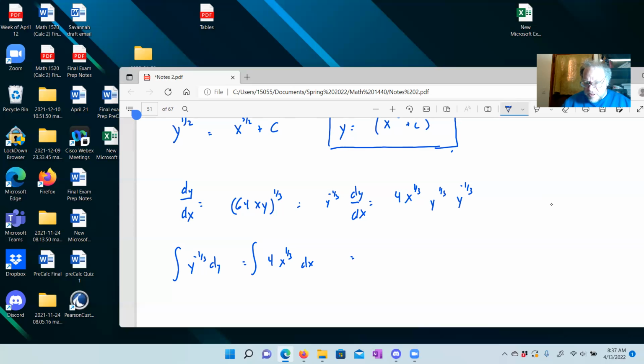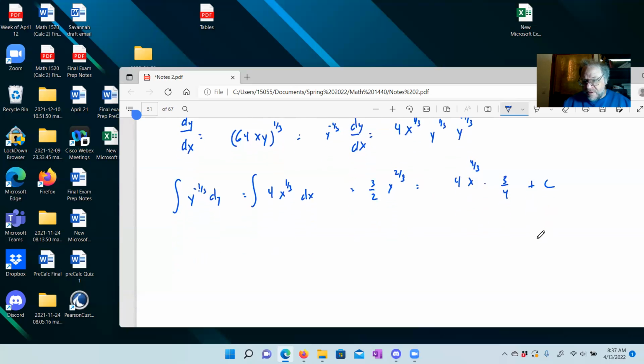So we have to add 1. That's going to be y to the 2/3. We have a 3/2 here, because we divide by 2/3. And that is equal to 4x, add 1, that's 4/3, times divide by this, that's 3/4, plus c.